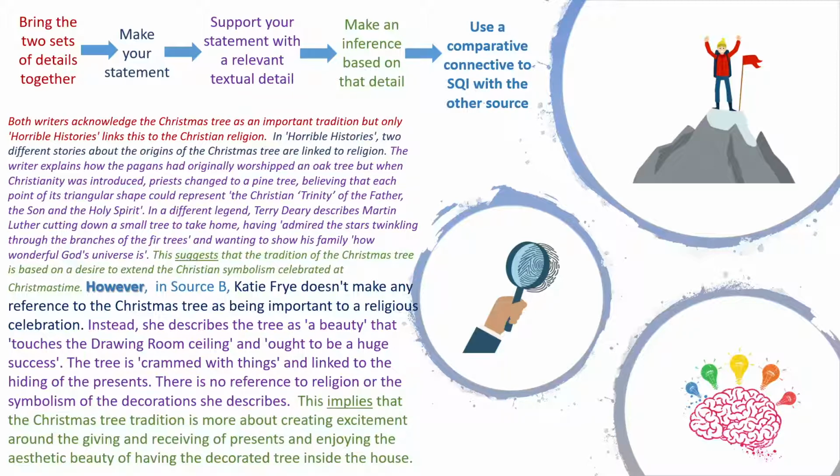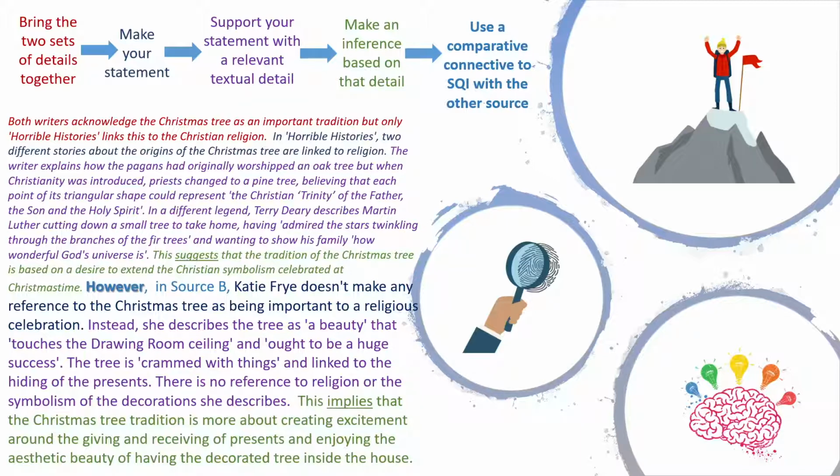And then in green, my inference. This time I've used this implies before I said this suggests. This implies that the Christmas tree tradition is more about creating excitement around the giving and receiving of presents and enjoying the aesthetic beauty of having the decorated tree inside the house. And with those two ideas brought together, we've now got everything that the examiner's looking for.